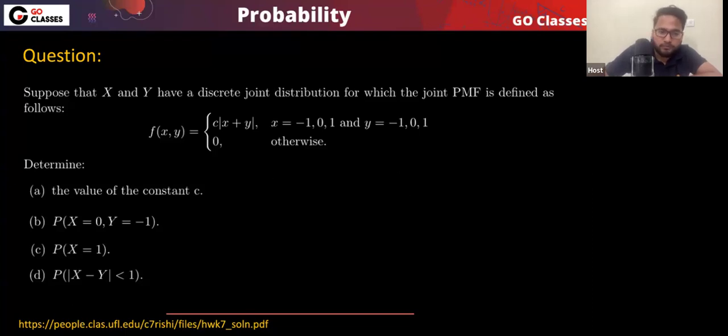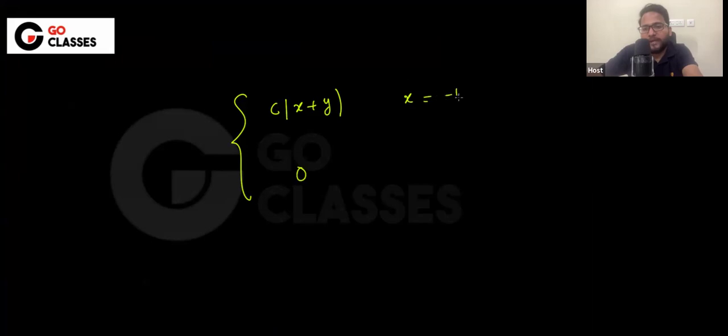Basically it is defined like this: c times (x plus y), or 0 otherwise. So if the value of x is -1, 1, or 0, and similarly if the value of y is -1, 1, or 0, then it is like this. Otherwise, it is 0. Now, what is the value of c? Basically, there are 3 times 3, 9 combinations. So how do we find the value of c?